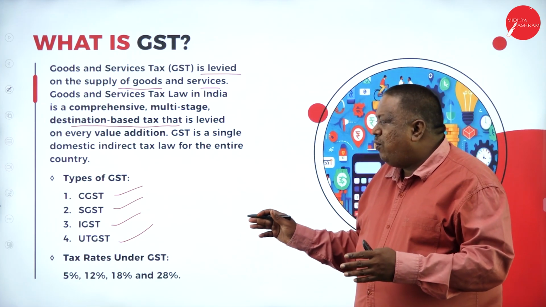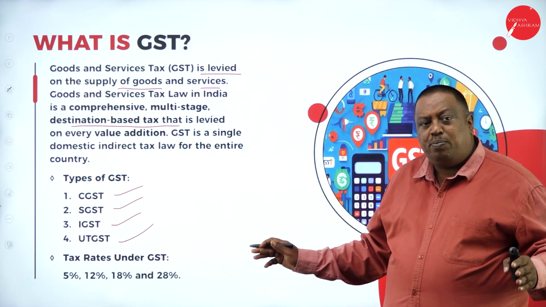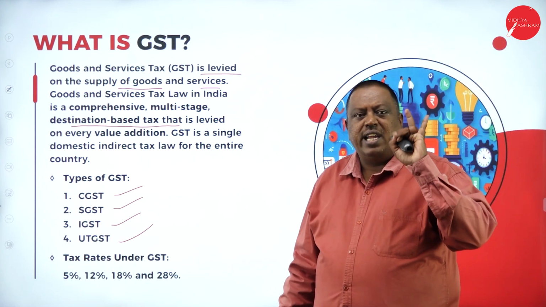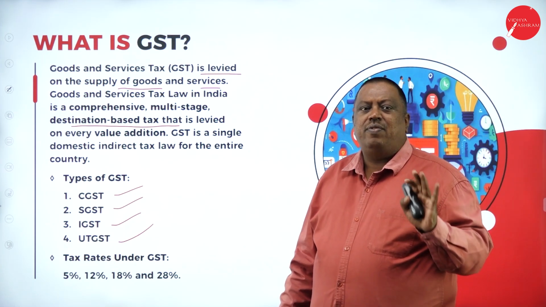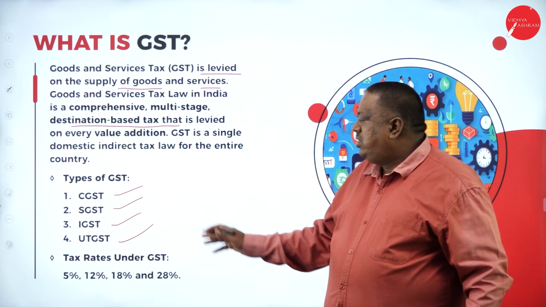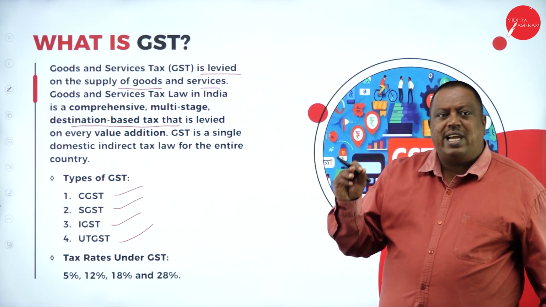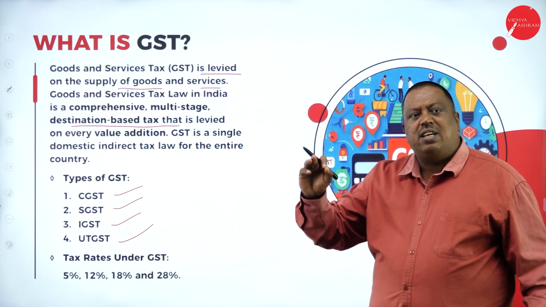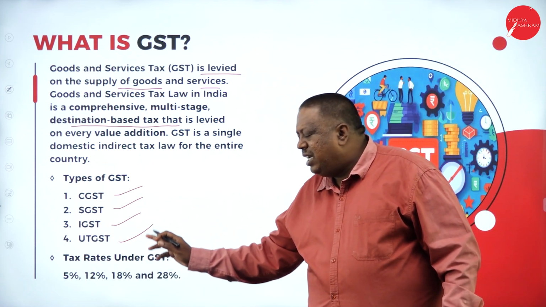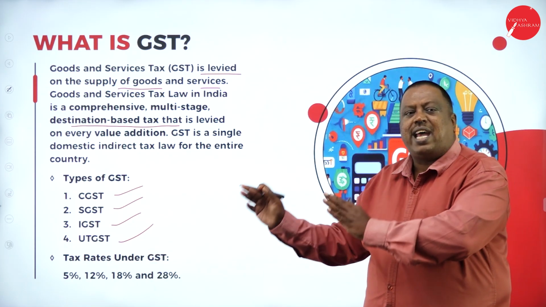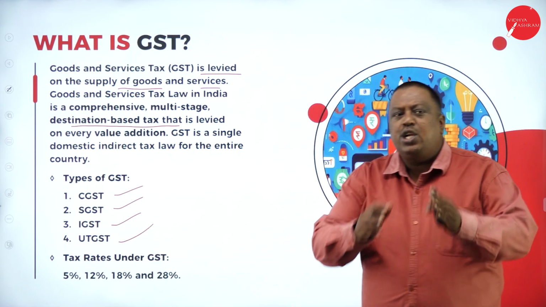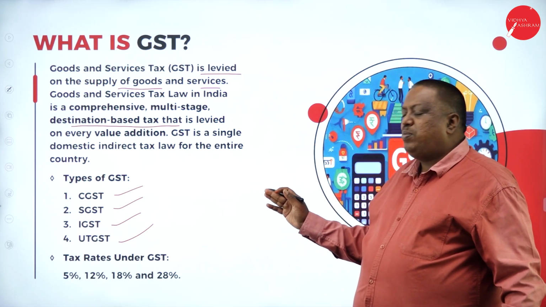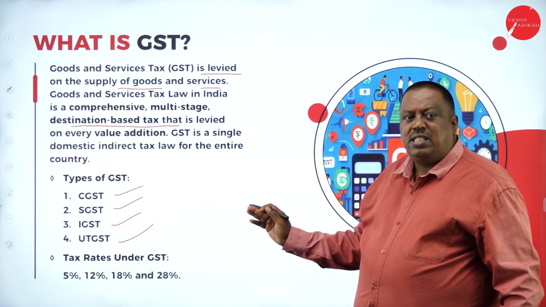And how many types of GST? If they ask, you have to write 4: CGST, SGST, IGST, UTGST. With expansion, you write it like this. CGST, Central Goods and Services Tax. SGST, State Goods and Services Tax. IGST, Integrated Goods and Services Tax. UTGST, Union Territory Goods and Services Tax. So these are the 4 types of GST we have at present in India.